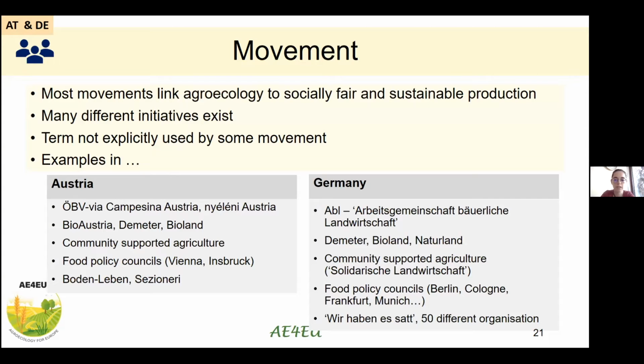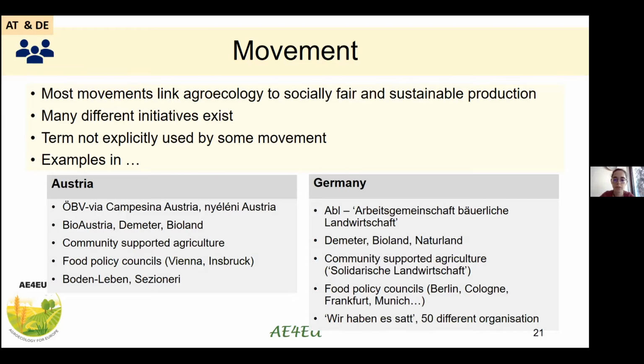There are specific organizations that focus on organic farming like Bio Austria, Demeter, and Bioland. And then there are organizations like the ÖBV Via Campesina or the Nyéléni branch in Austria that were mentioned by many of the key informants for their focus on food sovereignty.